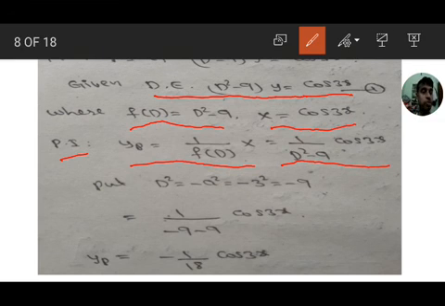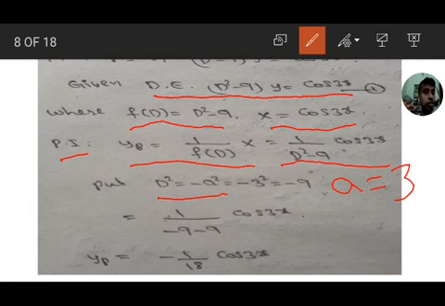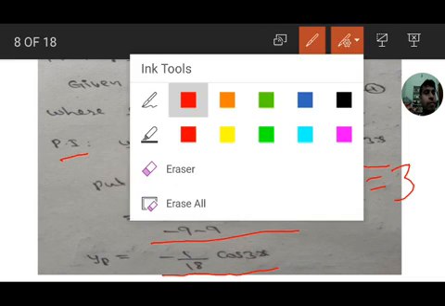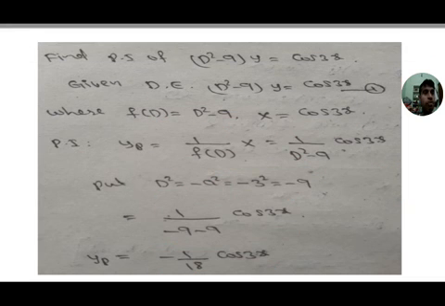So substitute D square equal to minus a square. Cos 3x means here a equal to 3. A square means 3 square. So minus 3 square, that is minus 9. If you substitute minus 9, 1 by minus 9 minus 9, minus 18, into cos 3x. So minus 1 by 18 cos 3x. It is the particular integral of the given equation.